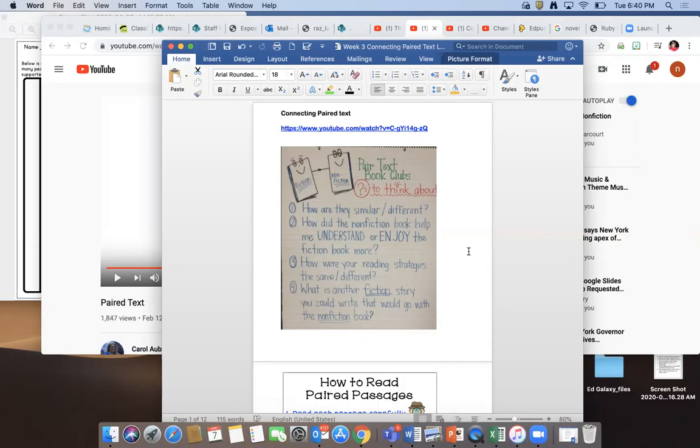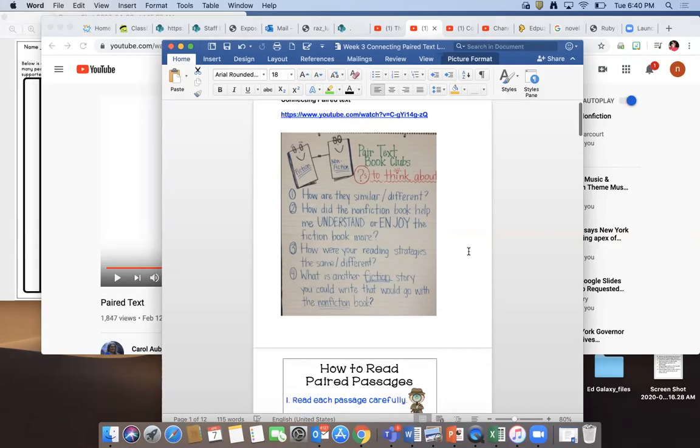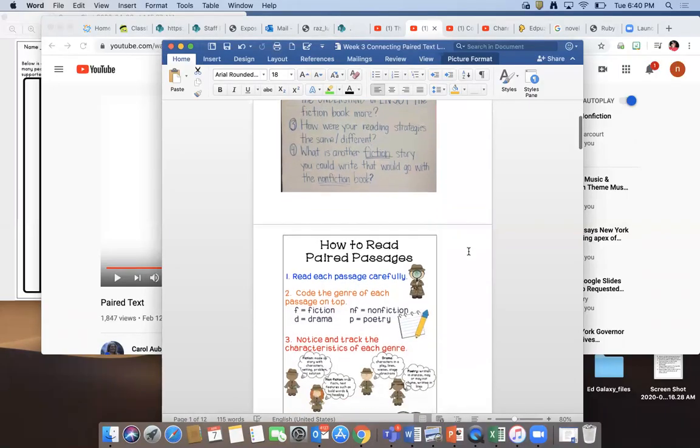How are they similar and different? How does the information in a nonfiction book help you understand or enjoy the fiction book more? How are you using the strategies? Were they the same or different between both types of text? And what is another fiction or nonfiction story that you can add to whatever you're reading? Okay, so basically you're just connecting the two, finding out what they have that are the same and different.